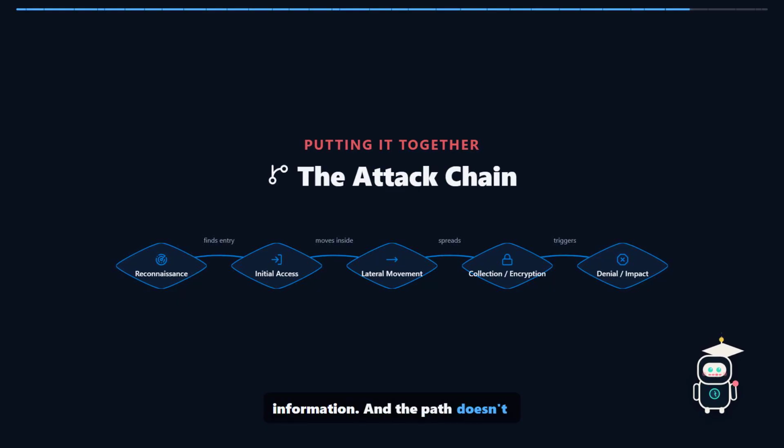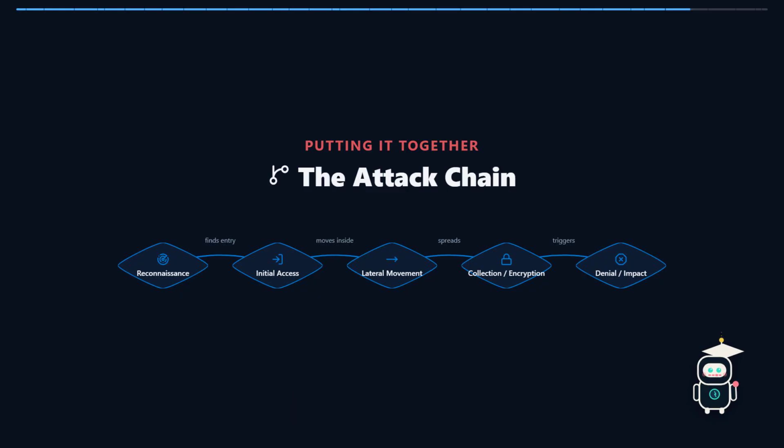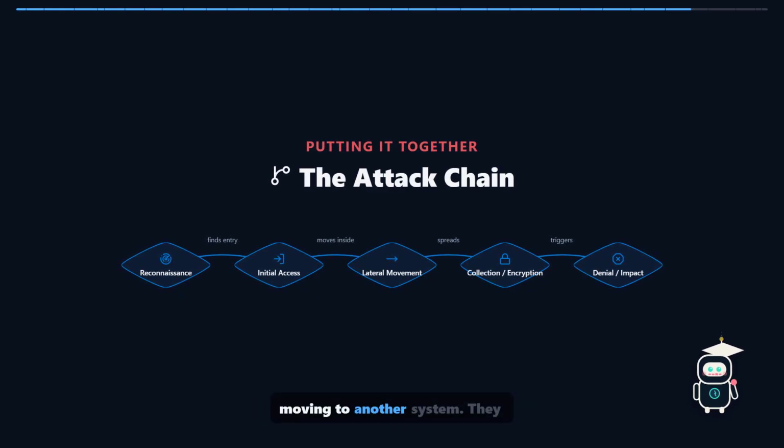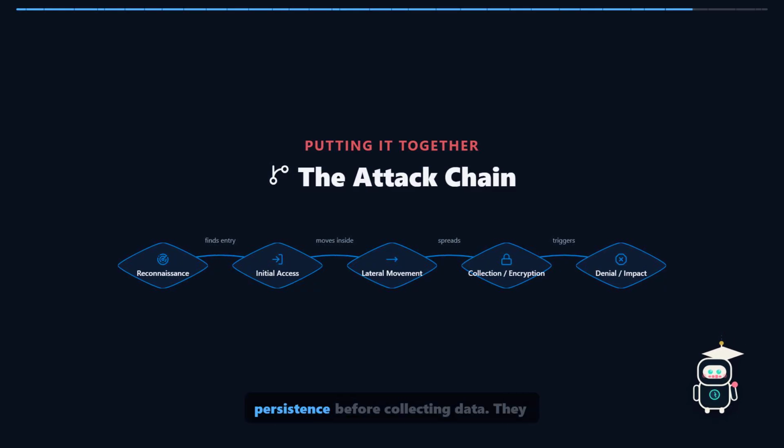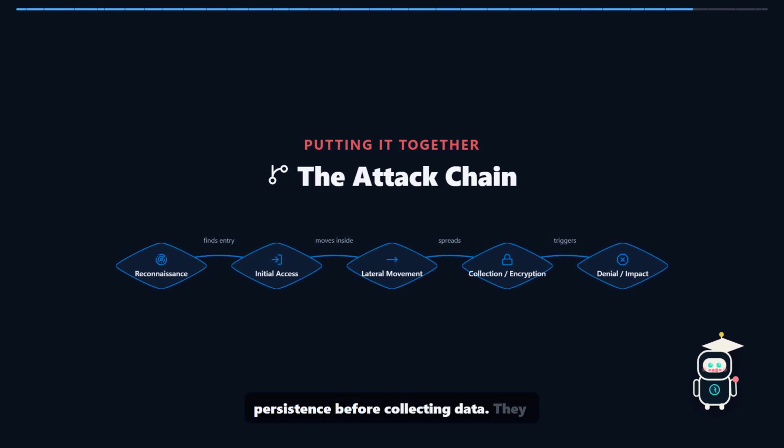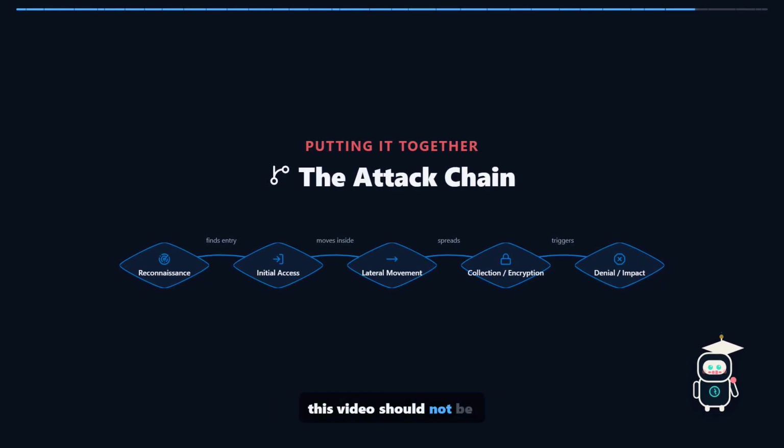And the path doesn't have to be perfectly linear. Attackers may repeat discovery after moving to another system. They may obtain additional credentials and move again. They may establish persistence before collecting data. They may fail at one path and try another. That's why the examples you've learned in this video should not be treated as isolated attack names.